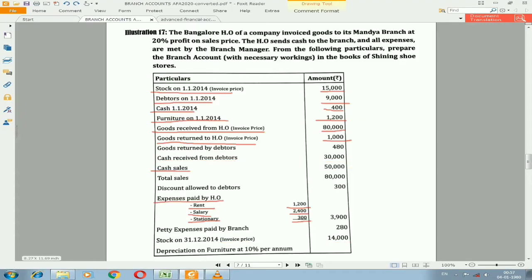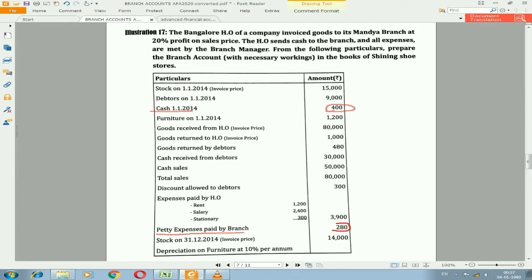As in the illustration we don't have any petty cash on the closing day, but we need to close that account. That is the reason we are always supposed to first take the cash balance or petty cash balance held by the branch on the opening day. On the opening day they had a cash of 400. Then we need to check whether any cash is paid by the head office, that will be added. But here head office has not sent any cash or petty cash.